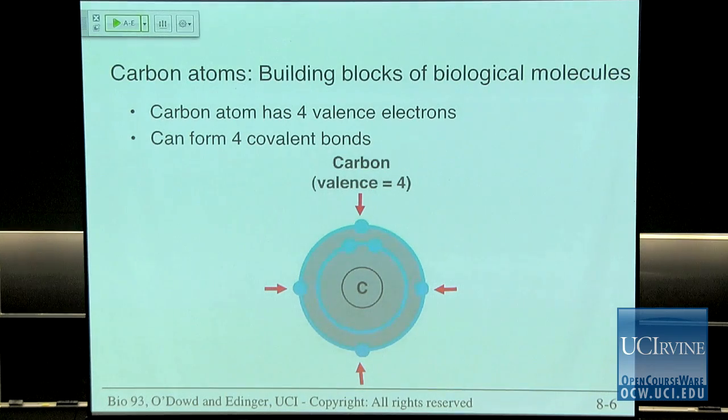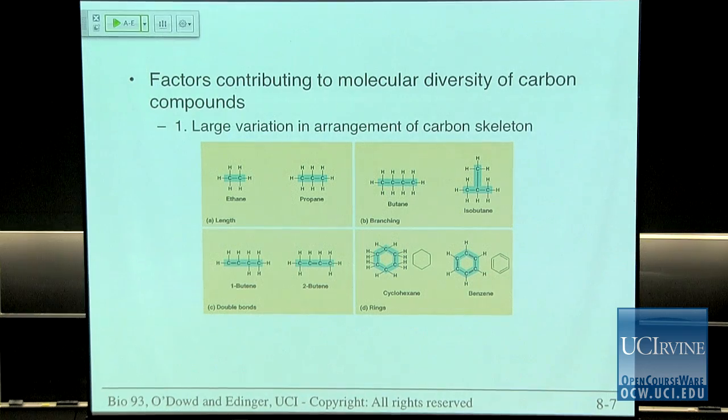Carbon atoms are the building blocks of all biological molecules, and they have 4 valence electrons, as shown here in their outer shell. There's 4 electrons, so they can form 4 covalent bonds, either with other carbons or with other atoms. There are 2 major factors contributing to the molecular diversity of carbon compounds. And the first is that there's a large variation in the arrangement of the carbon skeleton.